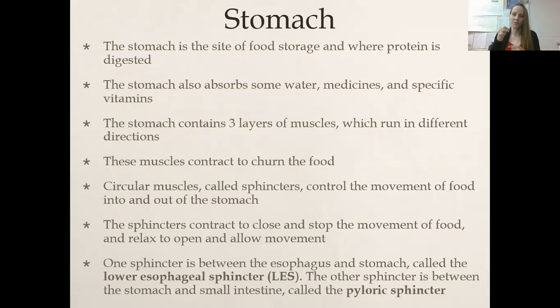If they're closed, food can't come in or out. The top one can open up to let food in. The bottom one can open up to let food go out. Those circular muscles are called sphincters. The sphincter between the esophagus and the stomach is called the lower esophageal sphincter. The sphincter between the stomach and the small intestine is called the pyloric sphincter.